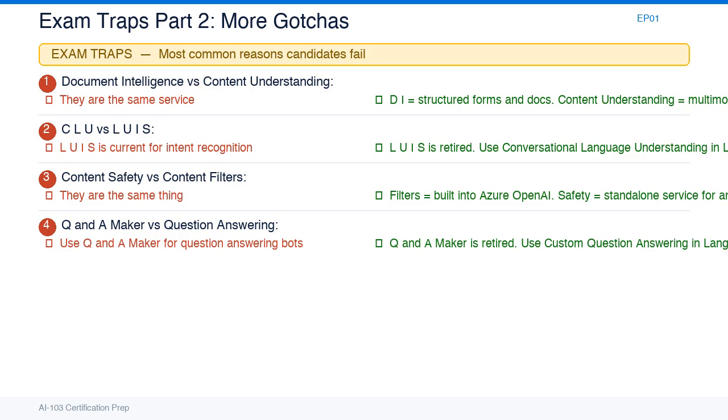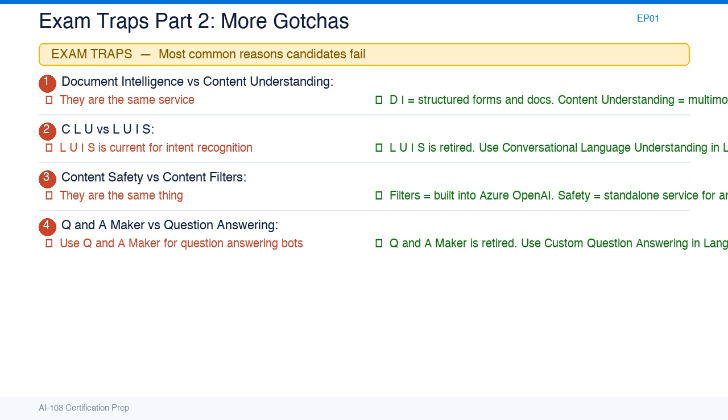Continuing with exam traps, Trap 5. Document intelligence versus content understanding. Document intelligence handles structured forms and documents like invoices, receipts, and ID cards. Content understanding is a newer service for multimodal content, including video, audio, and complex documents. They are different services with different use cases. Trap 6. LUIS versus CLU. Microsoft retired LUIS in September 2025. All intent classification now goes through conversational language understanding in the Azure AI language service. If you see LUIS in an answer option, it is almost certainly wrong.